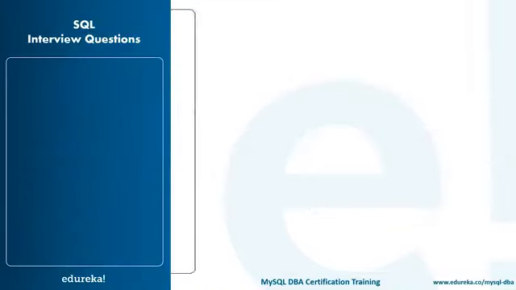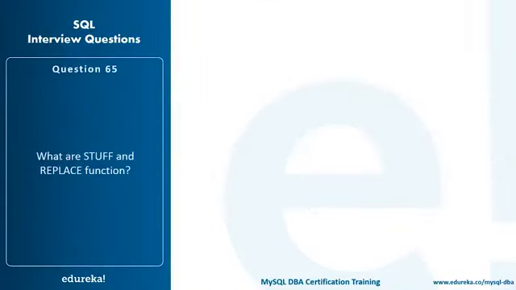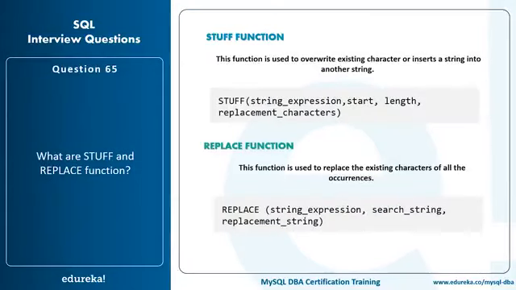Now let's move forward with the final question in this session. That is, what are the stuff and replace functions? Talking about the stuff function first, this function is basically used to overwrite existing characters or insert a string into another string. The syntax for this function is STUFF(string expression, start, length, replacement characters), where the string expression is the string that will have characters substituted. Start represents the starting position. The length refers to the number of characters in the string which are substituted, and the replacement string is the new characters which are injected in the string.